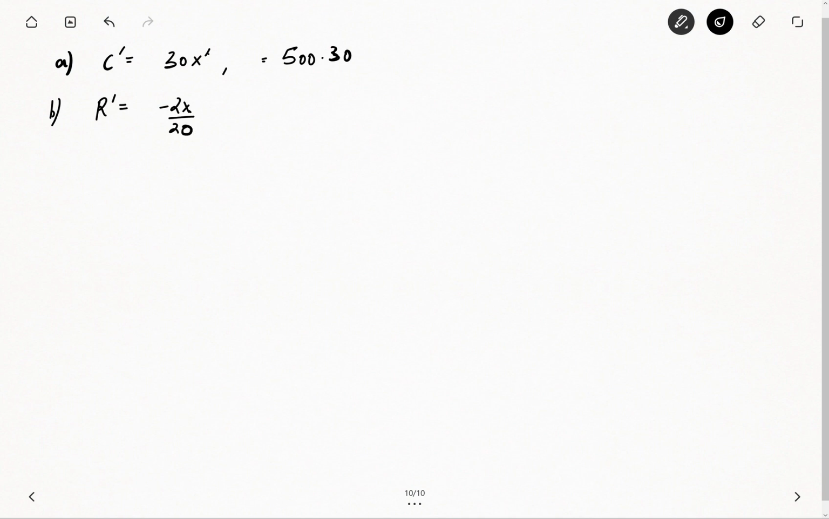Negative 2x over 20 times x prime. We know all of these quantities. When we put everything in, we get negative 2 times the quantity, which was 6,000.